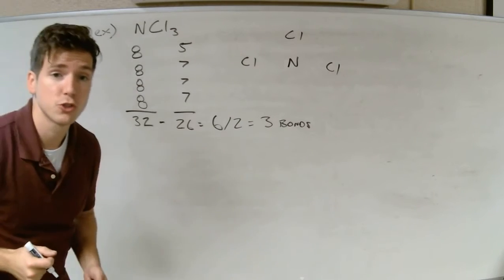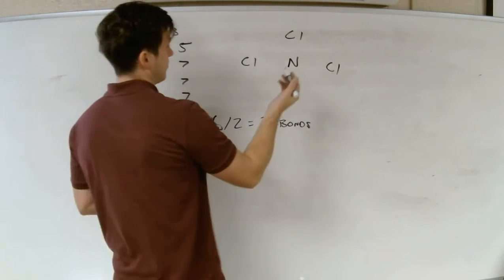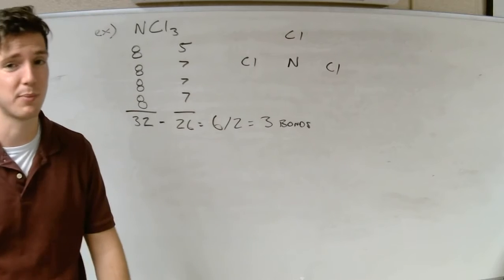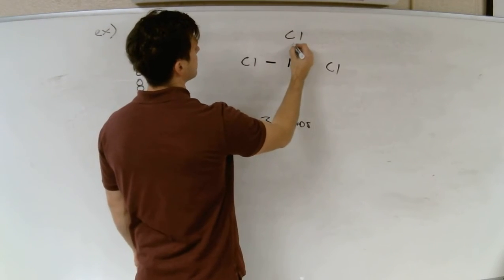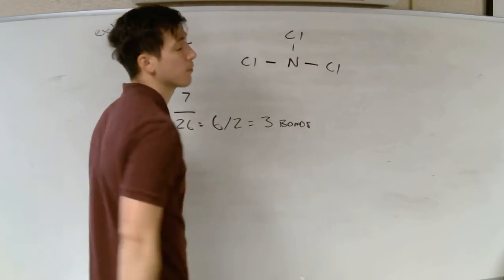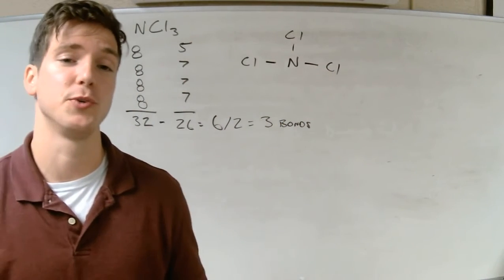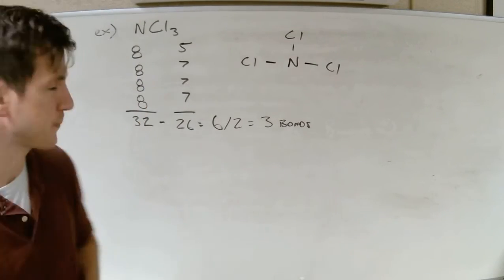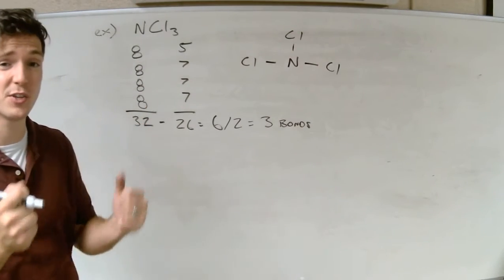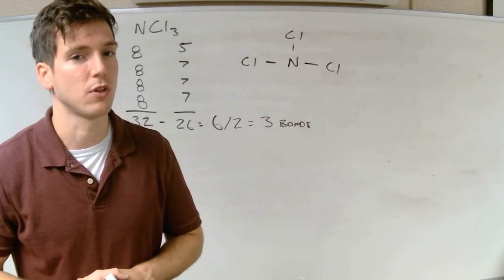Let's go ahead and draw our Lewis structure. We have 3 bonds. Well, there's only one place I could put these bonds, and it's between these other atoms, right? It's got to be 1, 2, 3 bonds. Make sure you are making those bonds come out of that central atom. Next thing we've got to do, we've got to fill the octet with those lone pairs.